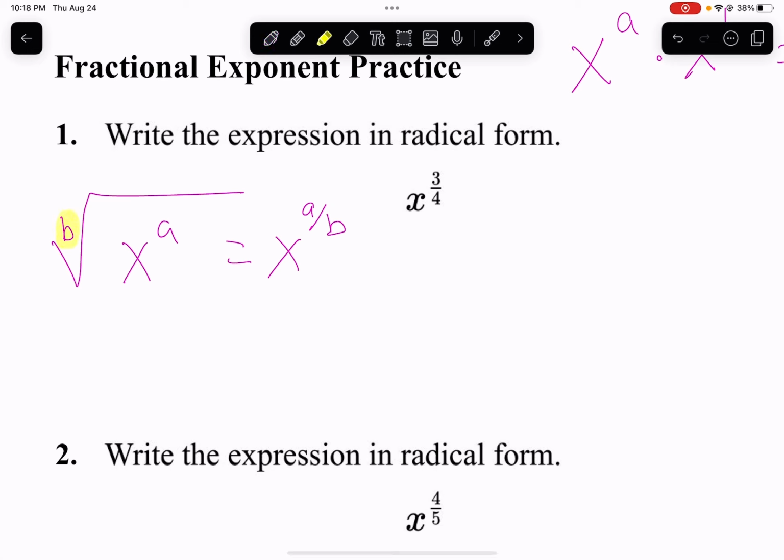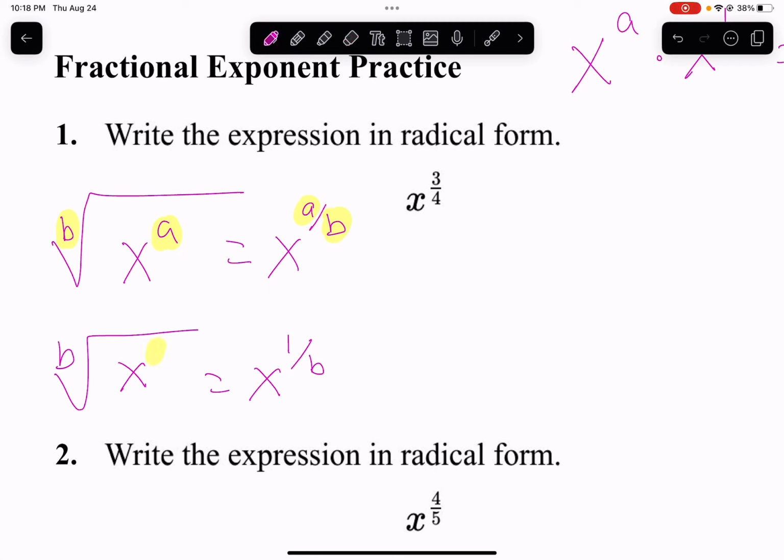Basically, whatever number is inside of the radical becomes the denominator of your exponent. Whatever x is being raised to, that becomes your numerator. If x isn't being raised to anything, so let's say we had the b-th root of x like this, that's an implied 1, okay? And that would be x to the power of 1 over whatever b is, okay? So keep in mind, if there is no power on the x, it's an implied 1, okay?